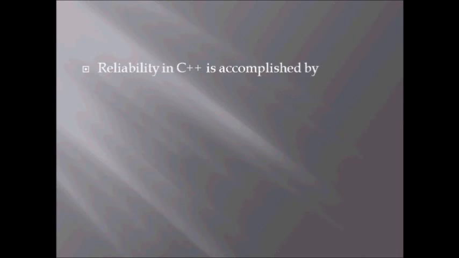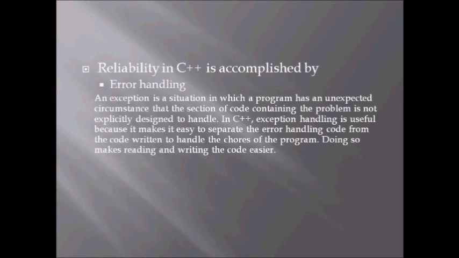Reliability in C++ is accomplished by error handling and type checking. Error handling. An exception is a situation in which a program has an unexpected circumstance that the section of code containing the problem is not explicitly designed to handle. In C++, exception handling is useful because it makes it easy to separate the error handling code from the code written to handle the normal course of the program. Doing so makes reading and writing the code easier.